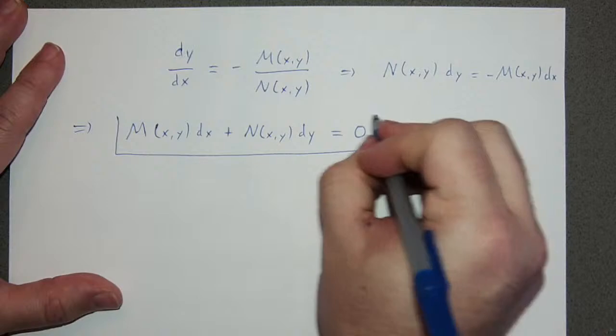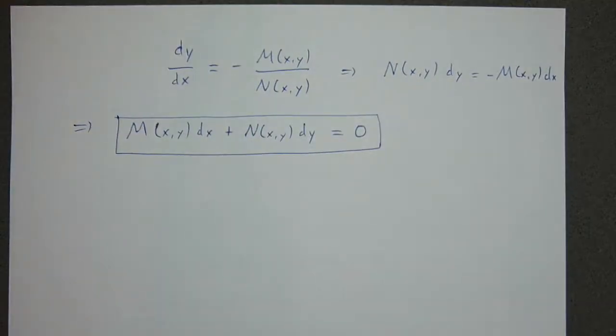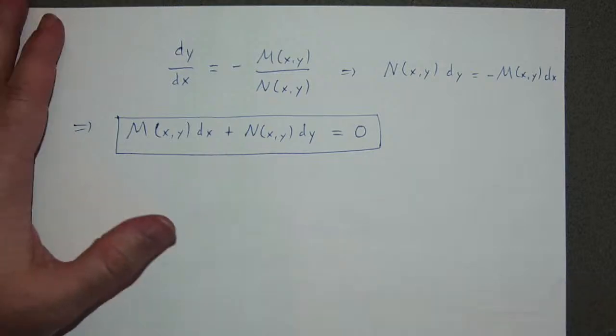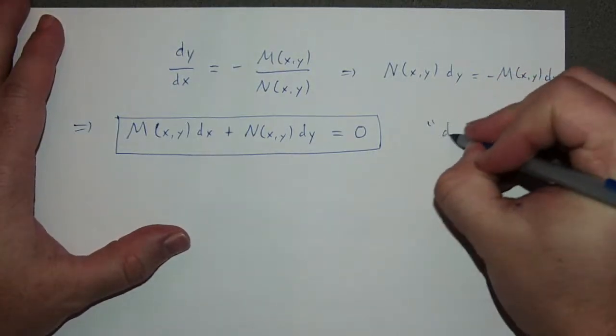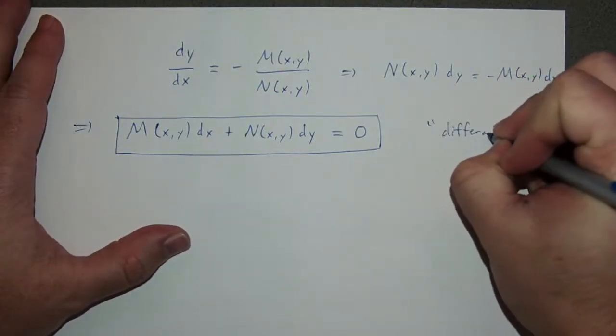To get this expression. This is known as differential form. He doesn't say that in the textbook, but that's kind of what's implied here. So this is differential form.